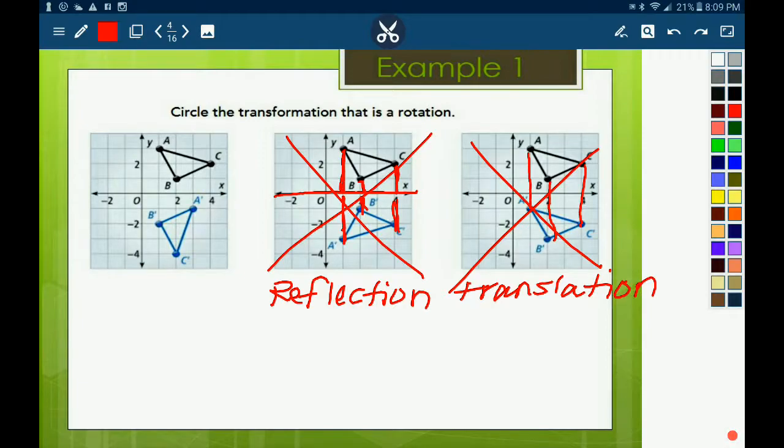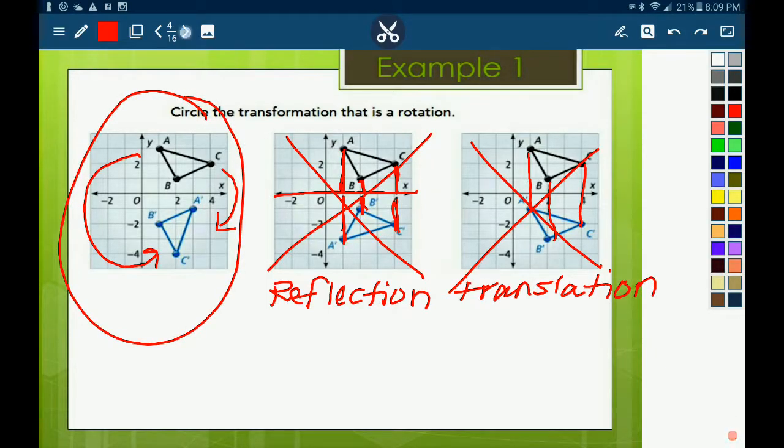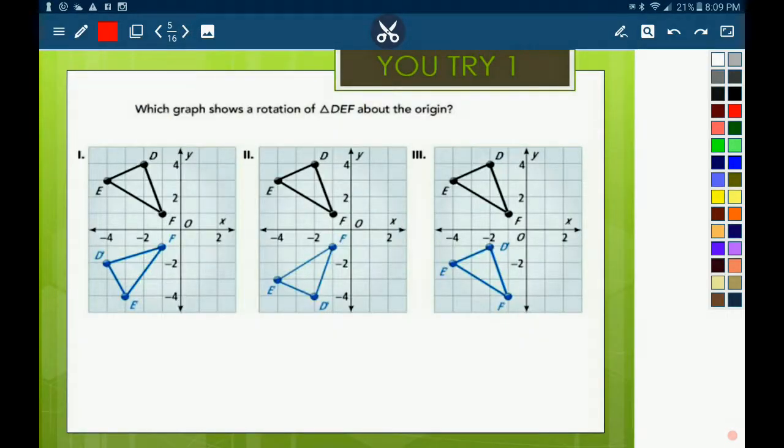If you actually turn your screen, the easiest way would be clockwise. If you turned it this way, B would land on top of B prime, A would land on top of A prime, and C would end up on top of C prime. You could also go this way. It'll just take a little further for you to turn it. So the first one is our rotation. Go ahead and give this a try. I just want you to identify which one of these is a rotation.